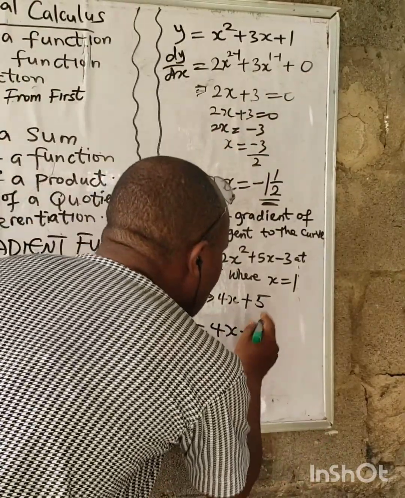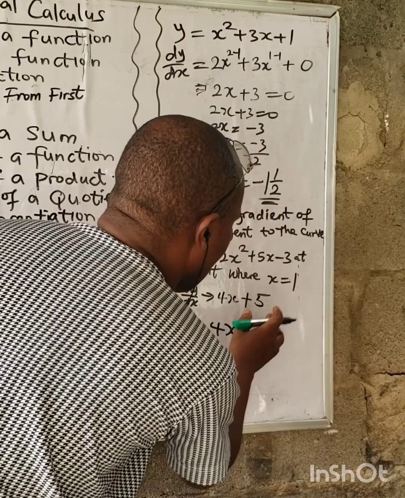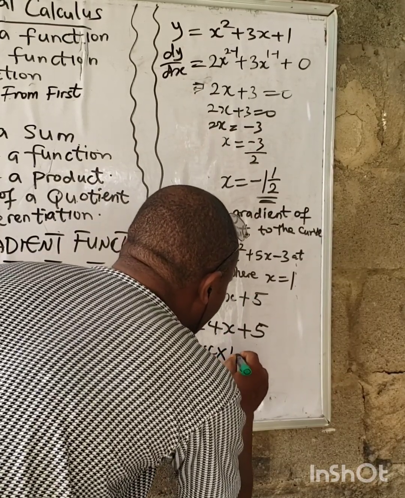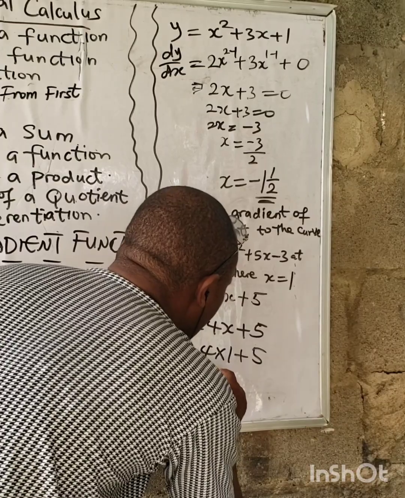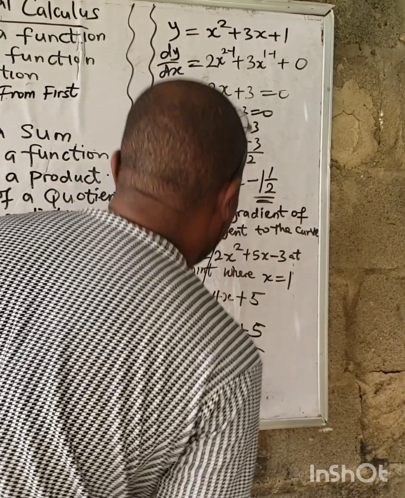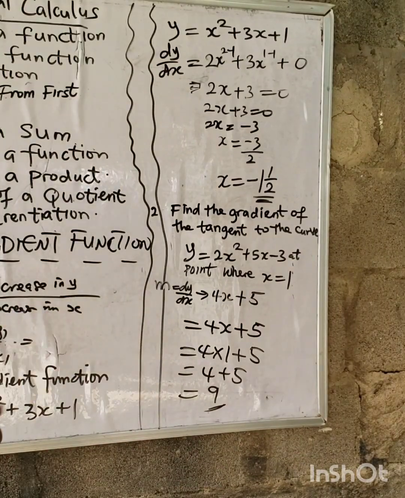Now, anywhere we see s, we are going to put 1. This will be 4 times 1 plus 5. That is 4 plus 5, which is 9. The gradient is 9.